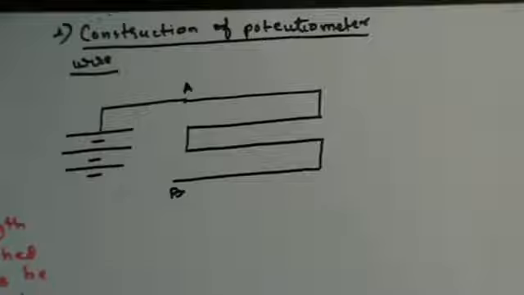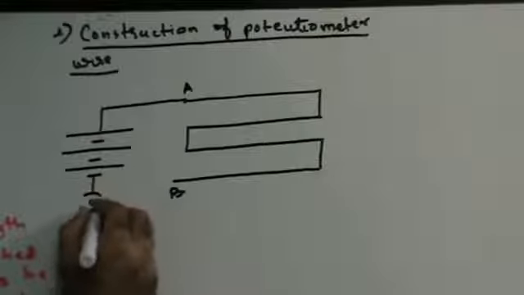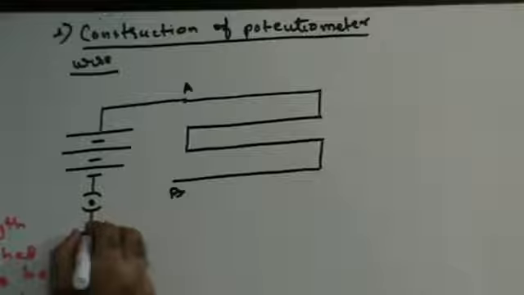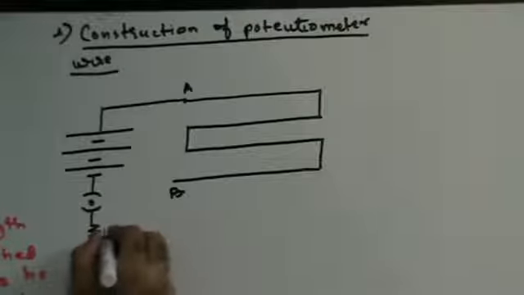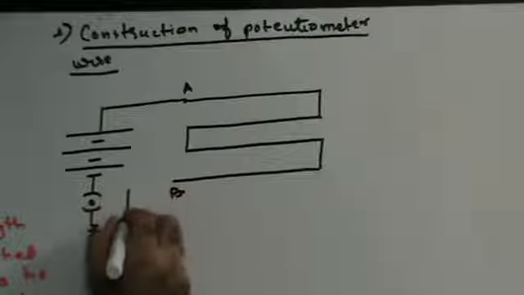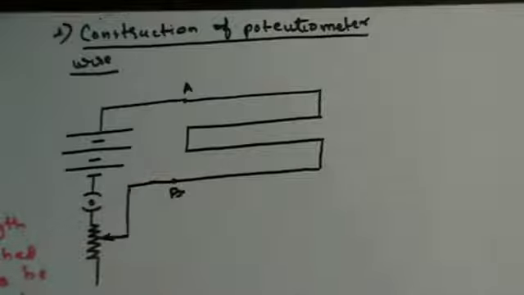A battery of sufficiently large EMF is connected between the two ends. You have a key connected here and you have a variable resistance, a rheostat, connected to the other end, right? That's your construction of a potentiometer wire, right?